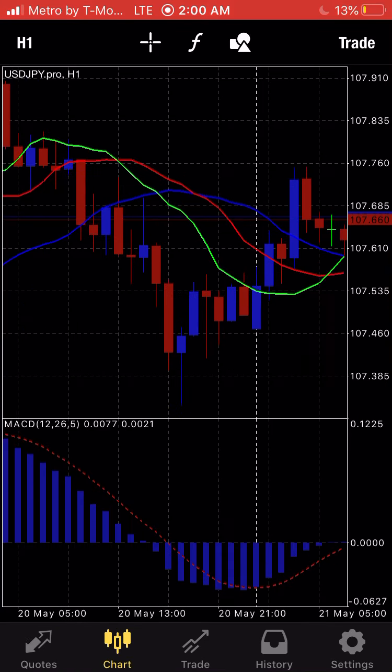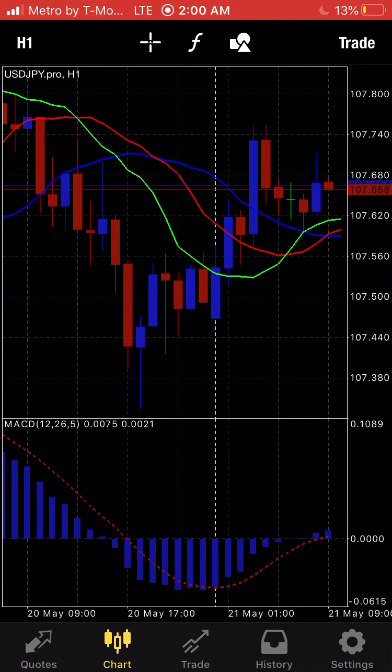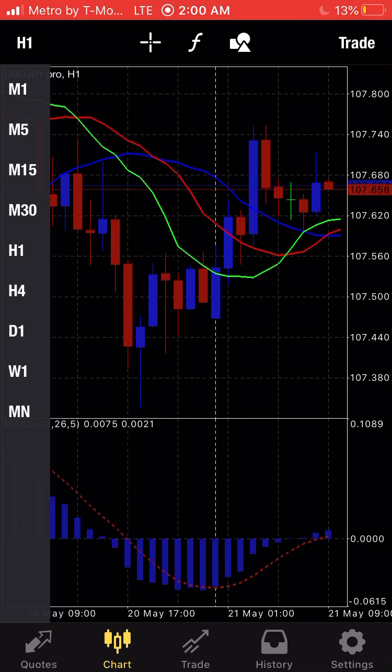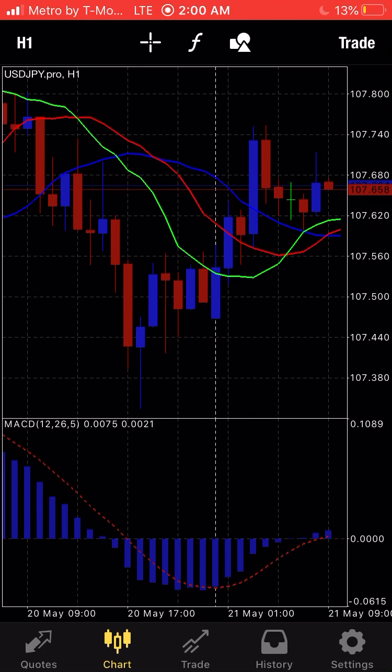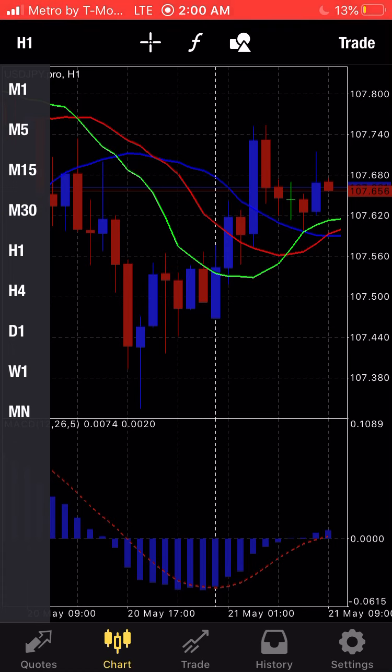All I'm going to say is that on the top left, you see the H1, that's called your time frame. So you have the M1, the M5, M15, M30. The M means minutes. So minute 1, minute 5, minute 15, minute 30, hour 1, hour 4, day 1, week 1, and month. You can just click on whatever time frame you feel comfortable with trading. It depends on what kind of trader you are.